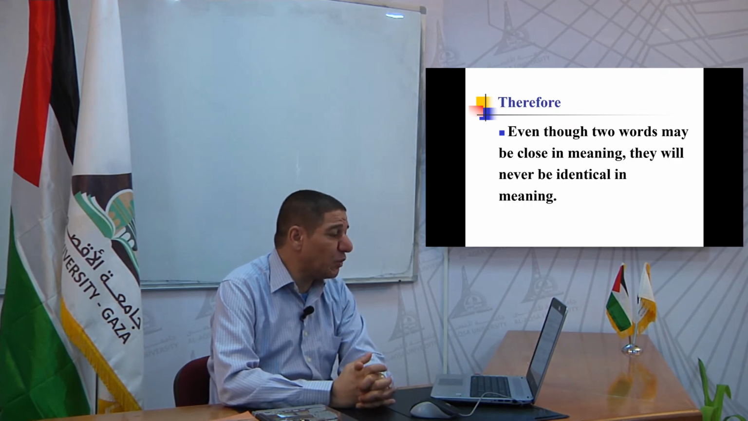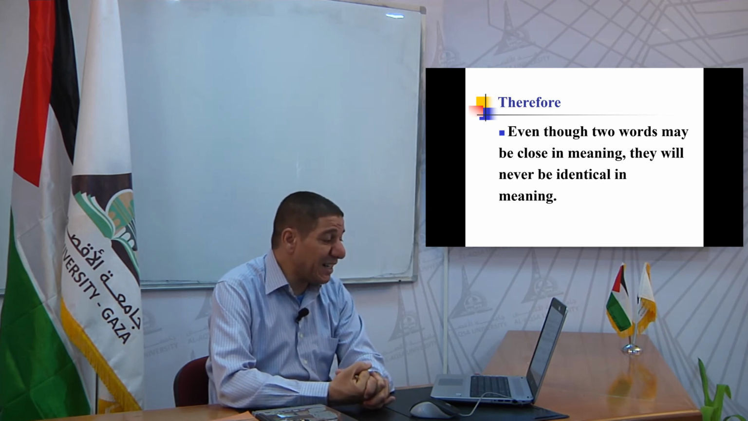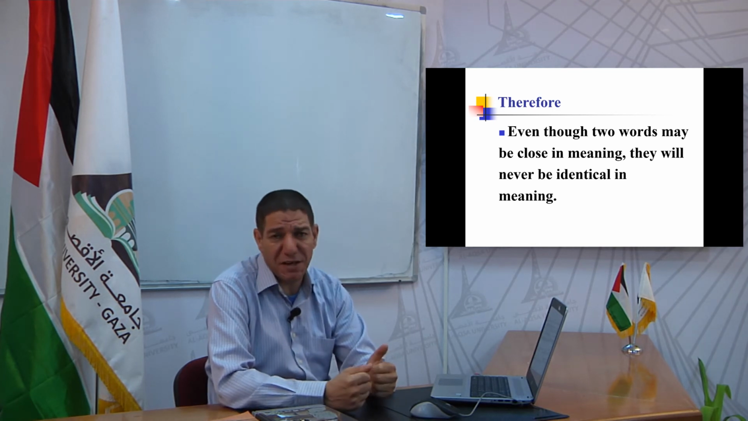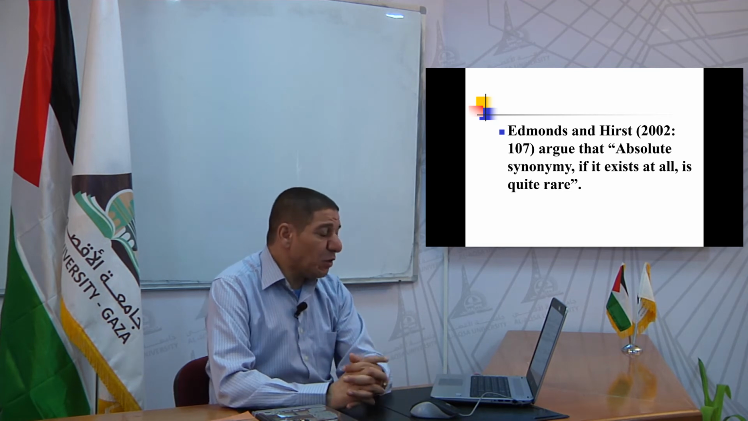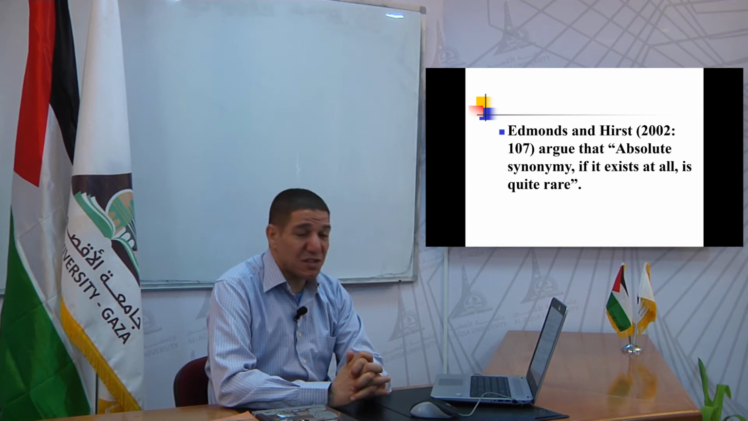Therefore, even though two words may be close in meaning, they will never be identical in meaning. They're close, but they are not identical. They are not the same. They are similar, but they are not the same. Edmund and Hurst argue that absolute synonymy, if it exists at all, is quite rare.